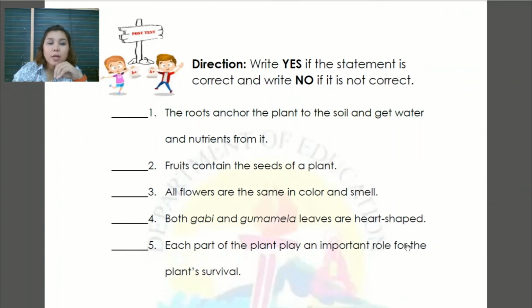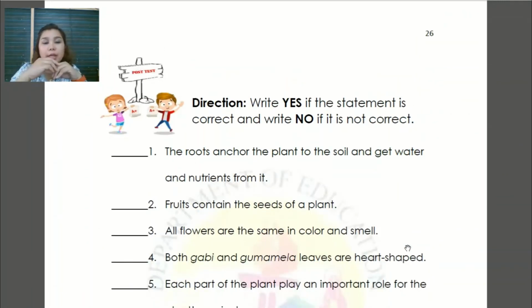On the last part, directions: write yes if the statement is correct and write no if it is not correct. So number 1, the roots anchor the plant to the soil and get water and nutrients from it. I repeat, the roots anchor the plant to the soil and get water and nutrients from it. Number 2, fruits contain the seeds of a plant.